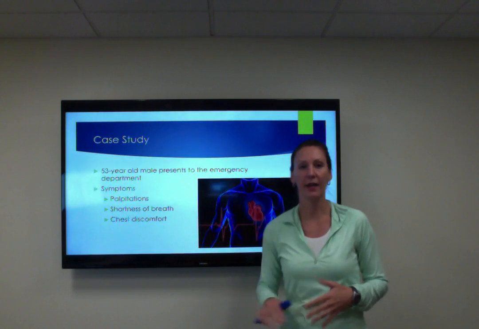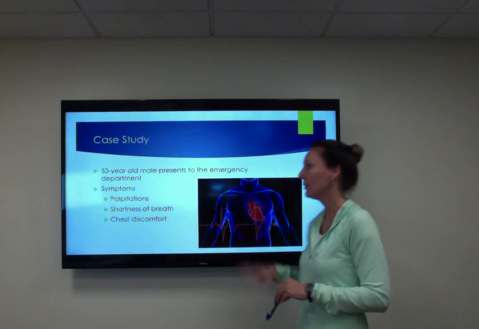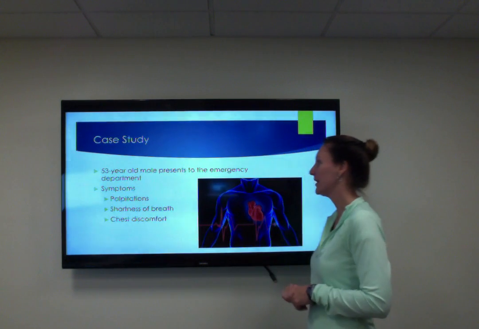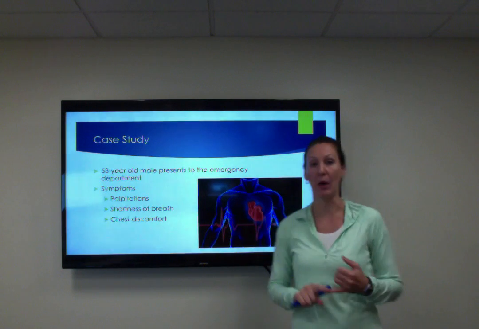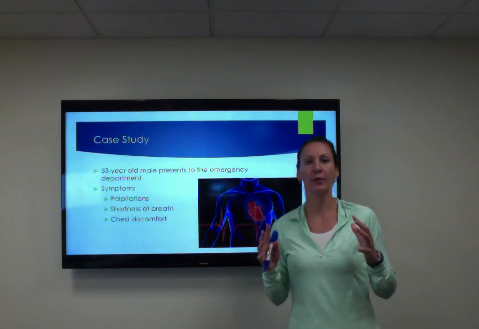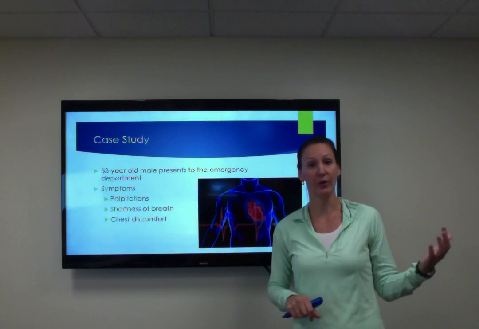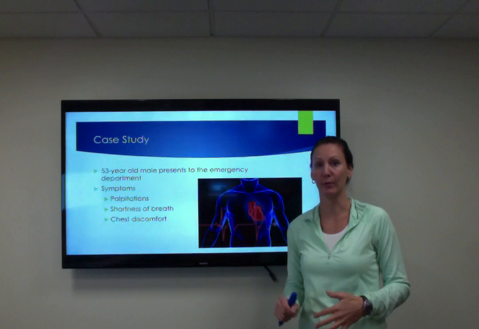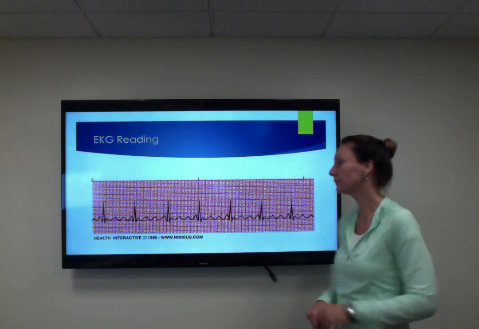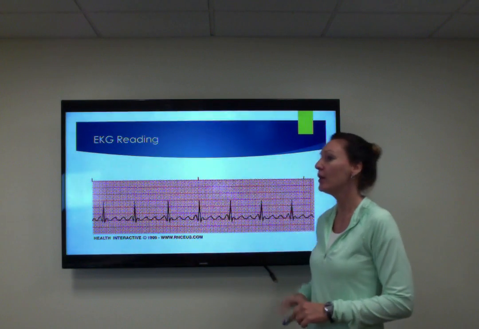So now that we have a general idea of everything, let's take a look at a case study. We have our friend here. He's a 53-year-old male. He presents to the emergency department with palpitations, shortness of breath, and chest discomfort. That alone tells us we might have some kind of arrhythmia here, but whether it's an atrial dysrhythmia or a ventricular dysrhythmia, we're not sure. So we're going to need to run an EKG. We do that, and this is the EKG strip that we have.